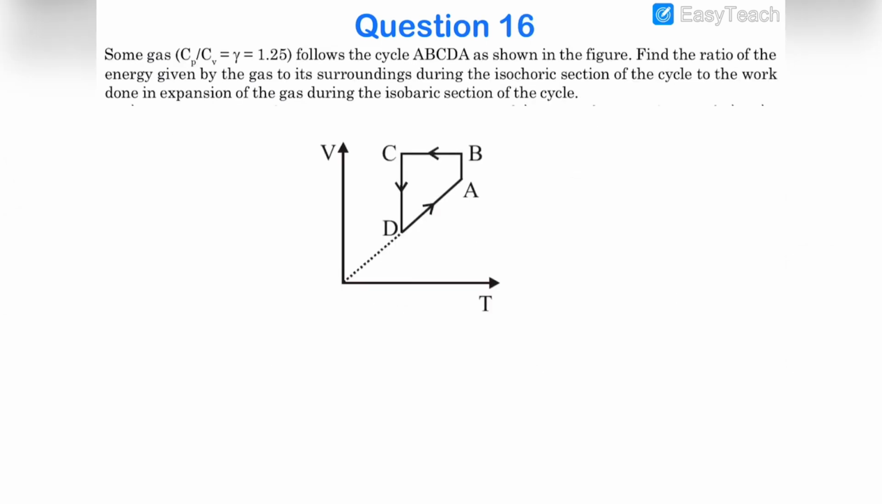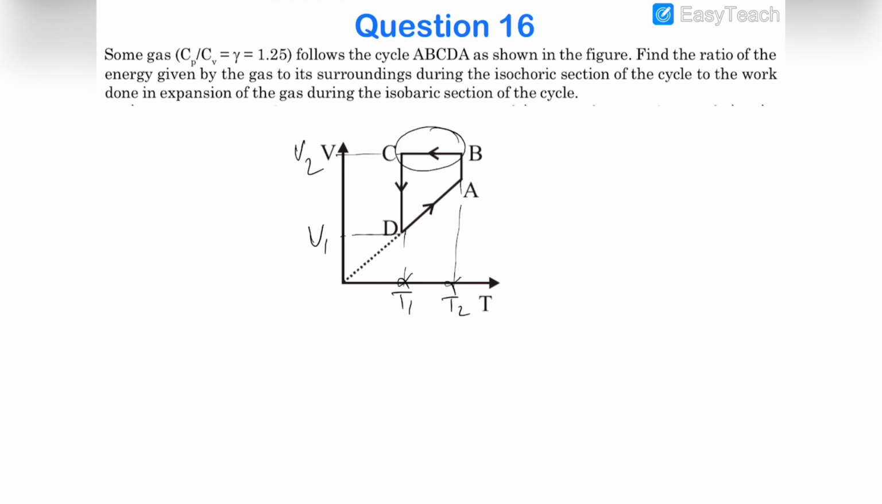Now we move on to the next question. In this question, you can see that there is some gas whose Cp by Cv is 1.25 and it follows this cycle ABCDA. Now we have to find out the ratio of energy extracted by the gas to the surroundings during this isochoric section, and the work done by the gas during expansion during the isobaric section. This is isobaric obviously, and this is isochoric. So let us assume that this temperature is T1 and this temperature is T2, and this is V1 and this is V2.